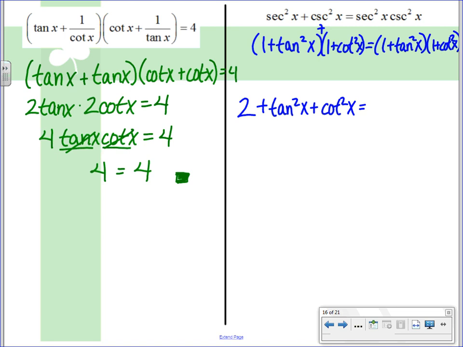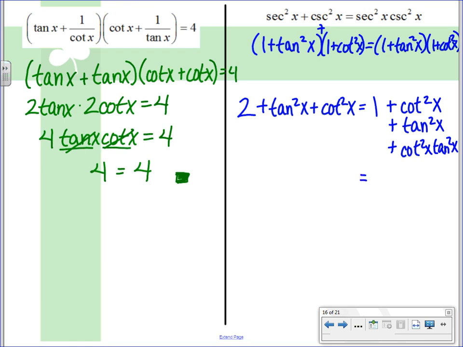On the right side, they're multiplied, so you can go ahead and FOIL. My first terms, 1 and 1, will give me 1. My outside terms will give me cotangent squared. My inside terms will give me tangent squared, and my last terms will give me cotangent squared, tangent squared.